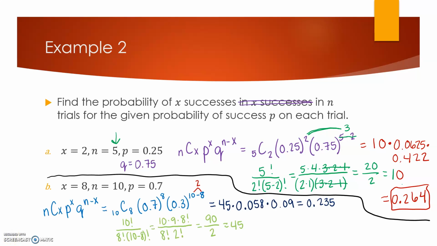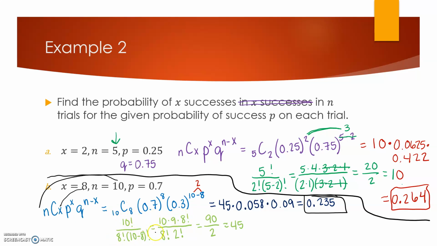Okay, I drew a line to try to keep it separate, but here's the work that I got. You should have gotten a final answer of 0.2375. Let me show you what I did. I plugged in my x and my n, and I did 10 choose 8. So here's my work for that.